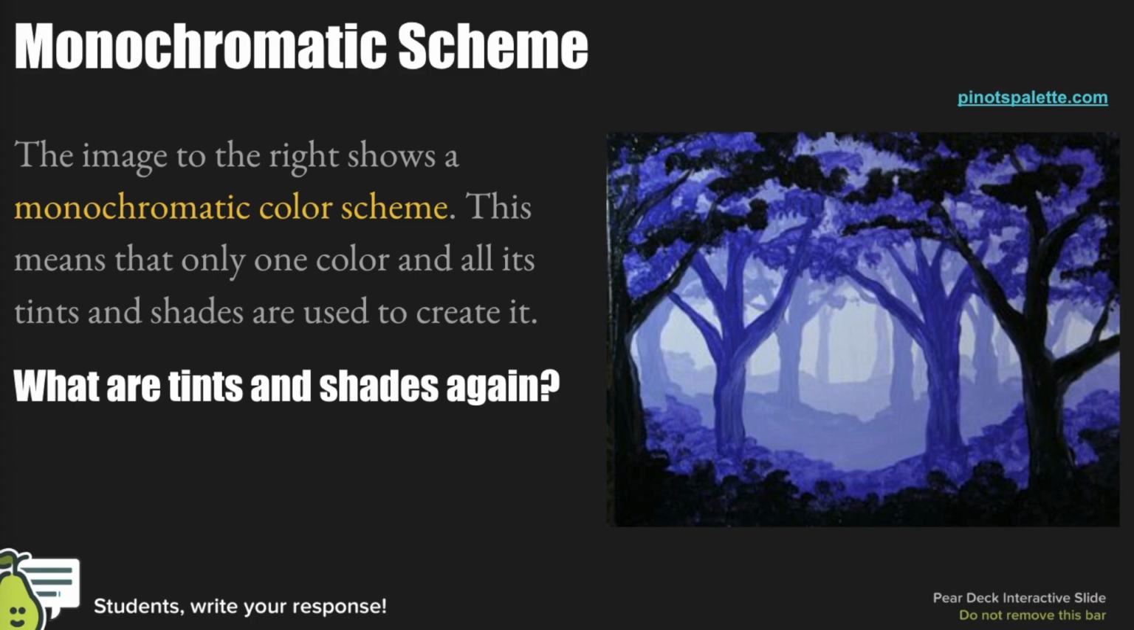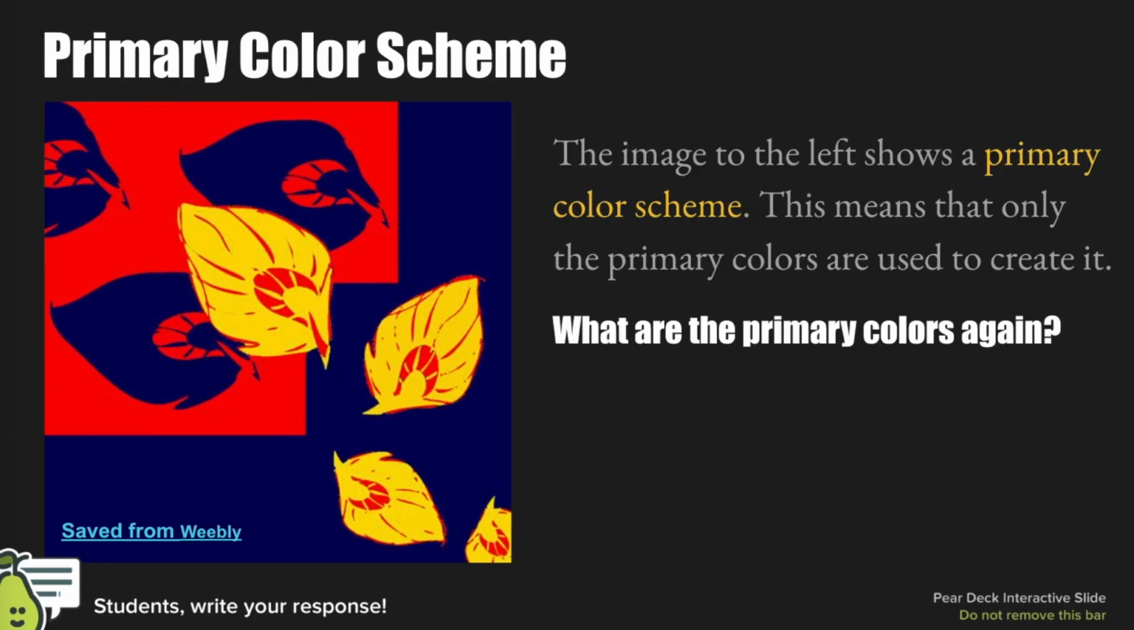A monochromatic color scheme is one that is one color and all its tints and shades. Here you can see the person has used variations of purple to create the depth in this painting. Next, we have a primary color scheme, which, as you guessed it, uses the primaries red, yellow, and blue.